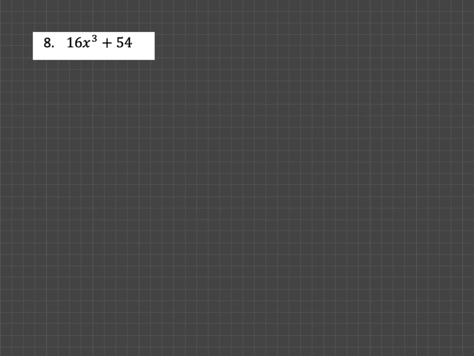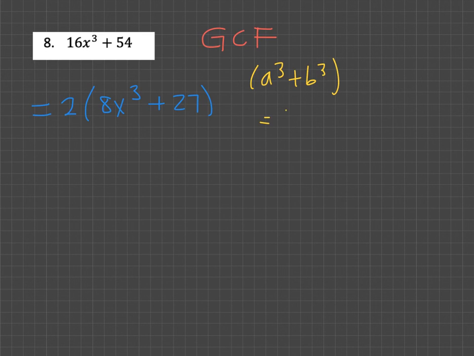This one also has cubing. Before we apply the pattern, we want to look for the greatest common factor. We look at each of those terms, 16 and 54, and we see that 2 goes into both of those. So we bring a 2 out, we'll be left with 8x cubed plus 27. Now we can recognize that we have got the sum of two cubes, so it follows this pattern. a cubed plus b cubed equals a plus b times a squared minus ab plus b squared.